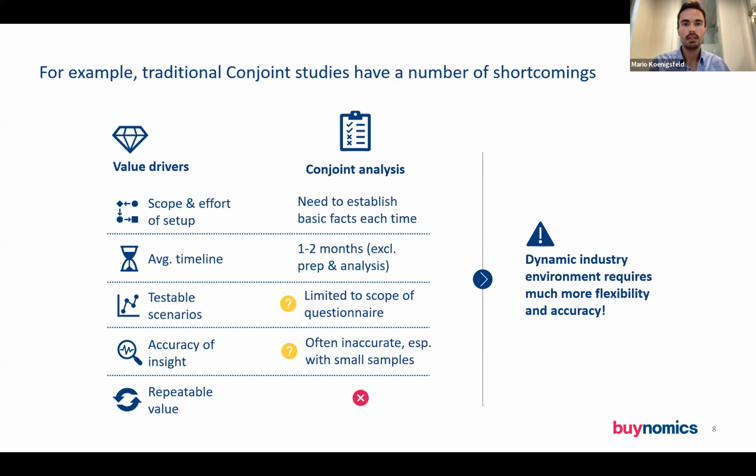Then, of course, the amount of scenarios or the amount of hypotheses that you can test within a conjoint is somewhat limited, depending on the range of questions that you want to pose. And also what we typically see is that with the sample size of the conjoints, the accuracy of the insights varies a lot. For example, having a small sample size highly influences the accuracy and reliability of the results of the conjoint analysis.